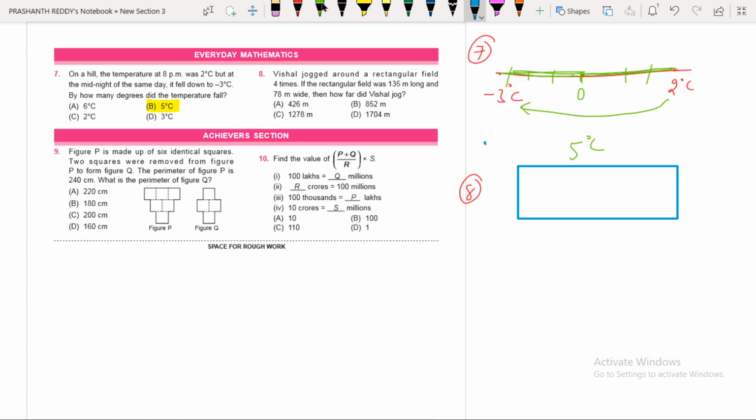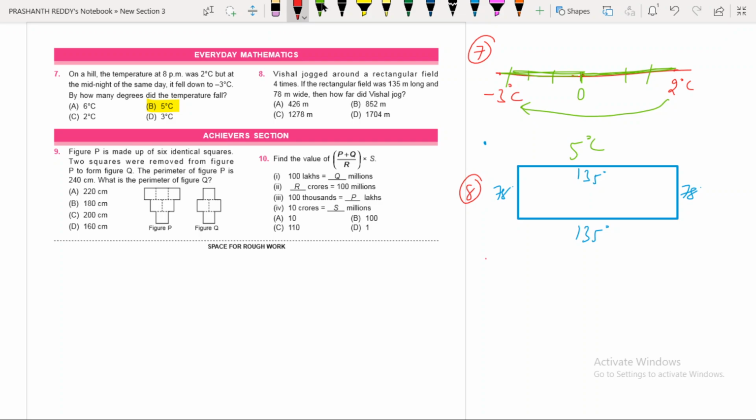Then what happened? If the rectangular field was 135 meters long, so this length is equal to how much? 135 meters. If this is 135, this should also be 135, because in a rectangle opposite sides are equal. And if this is 78, this must also be 78. Then how far did Vishal jog? How far did Vishal jog means you have to find out the total distance traveled by Vishal.